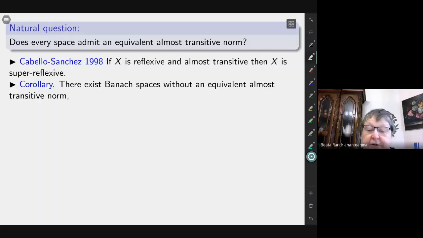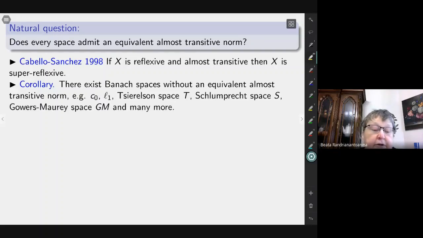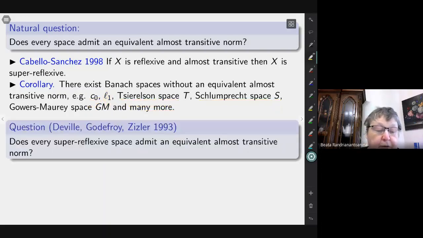We of course know that such spaces exist. So C0, L1, here are those modern spaces, Tsirelson space, Schreier space, many more spaces, every space which is reflexive but not super reflexive. So the natural question that comes, actually this question was posed even before Cabello-Sanchez proved this result. They had the insight that said, well, super reflexive. Is it true that every super reflexive space admits an equivalent almost transitive norm?